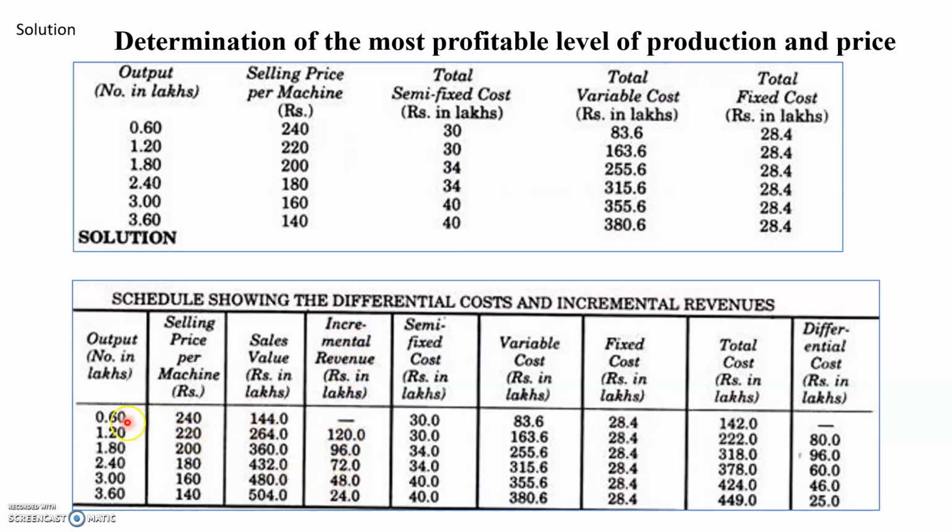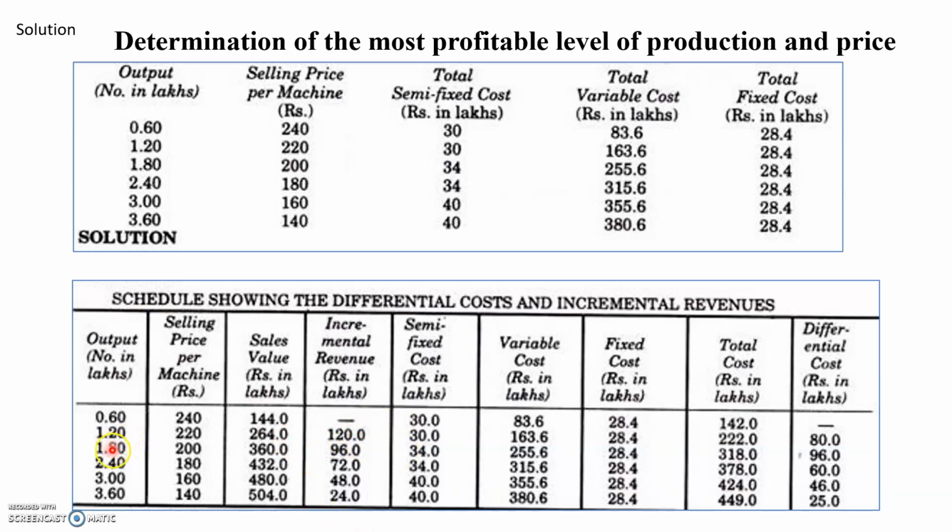When we are increasing the level of output, what is happening to our revenue? Revenue also increases. That increase in the revenue due to the increase in the level of output, we call it incremental revenue. So we increased from 60,000 to 1,20,000, and the sales increased from 1,44,000 to 2,64,000. That means there is an incremental revenue of 1,20,000.